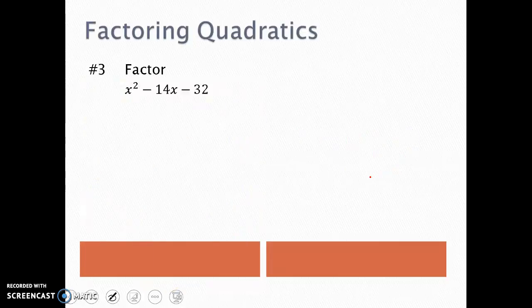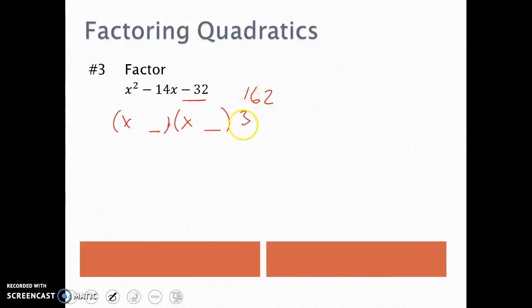Let's move on. If I go and factor this equation, this is a little bit more difficult because I'm trying to find something that gives me a negative 32 here. So I'm going to take x times x because that gives me x squared. Then I want something here and here that multiplies together to give me negative 32. So it could be like a 16 and a 2.